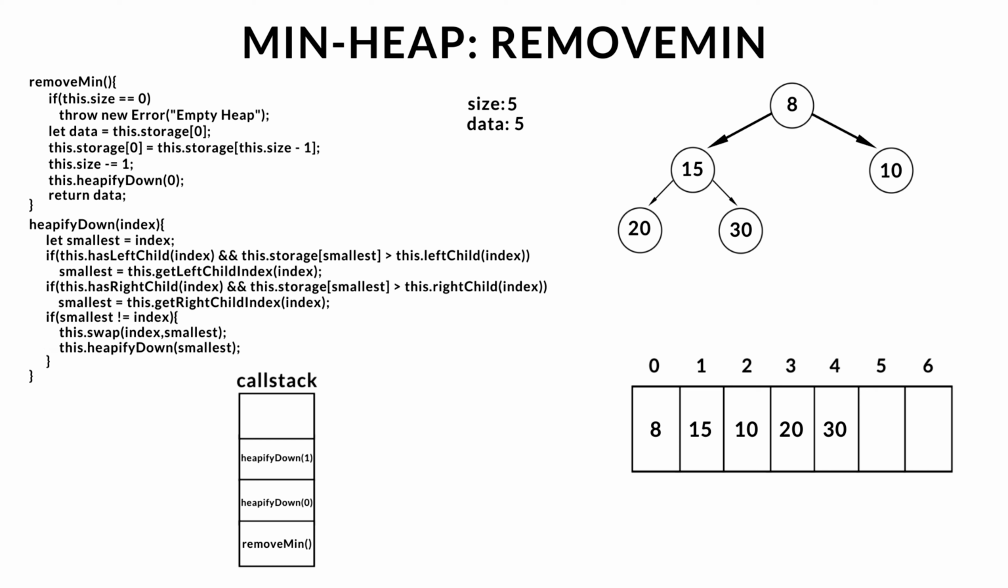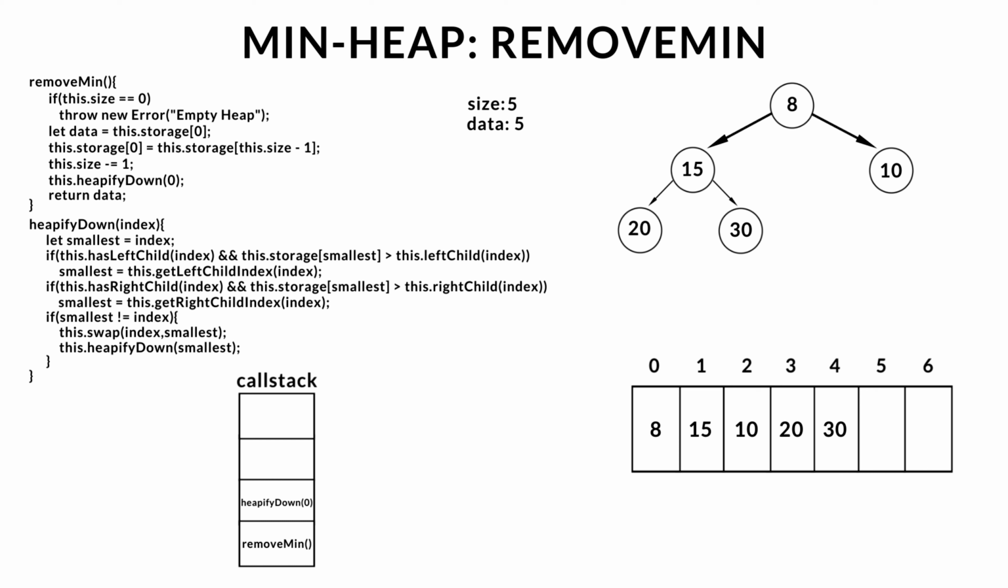Executing our heapifyDown method once more, we initialize the current node as the smallest. We then check to see if we have a left child. We do. Is the left child smaller than the current? It's not. So now let's go ahead and check the right side. So do we have a right child? Yes, we do. Is the right child smaller than the current node? It's not, so this condition fails as well. Next, we check to see if smallest does not equal the current node that we're at. This also fails. So now we're done executing this heapifyDown method. Let's go ahead and pop it off the stack.